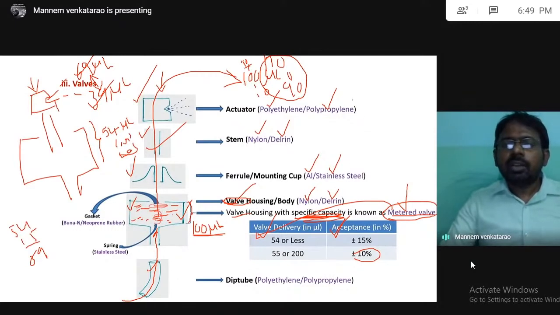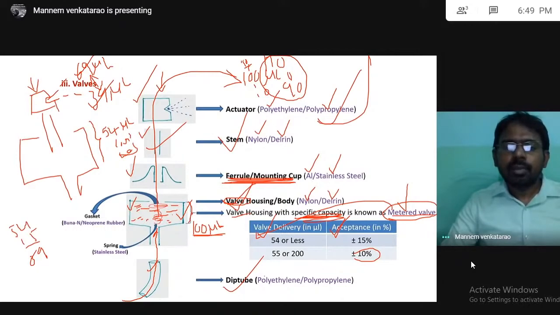Observe this activator and the dip tube, made up of the same material. The stem and the valve housing are made up of the same material. But only one part is made up of metal, which is the ferrule. The remaining are all made up of plastic. That's why activator and dip tube are the same material, stem and body the same material, and the ferrule is made up of metal.